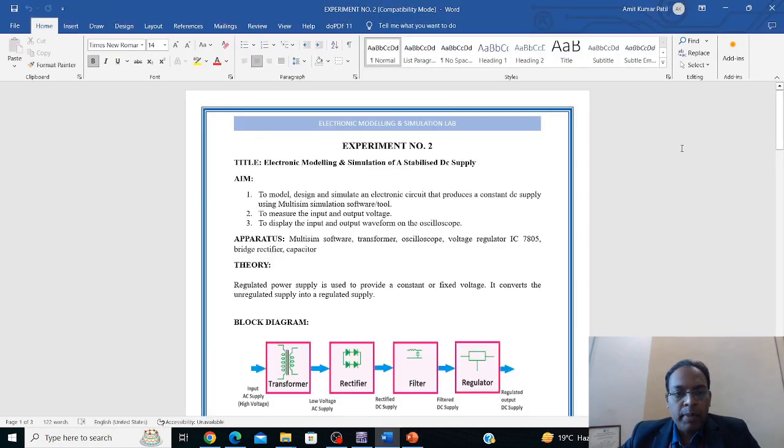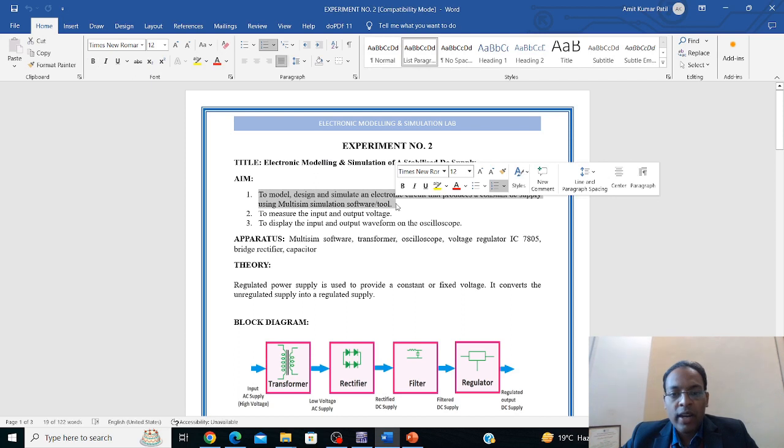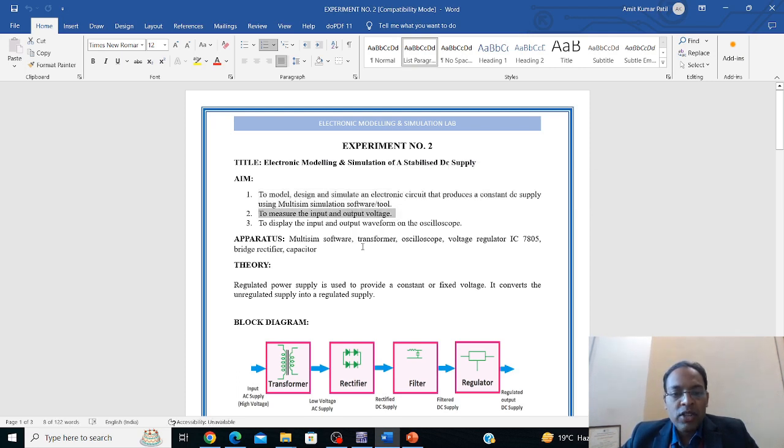So this is the title of the experiment, Electronic Modeling and Simulation of a Stabilized DC Supply. Basically in this experiment, we have to design a circuit which is capable of providing a stable DC voltage, or a constant or fixed voltage. So the aim is to model, design and simulate an electronic circuit that produces a constant DC supply using Multisim software, to measure input and output voltage, and to display the input and output waveform on the oscilloscope.